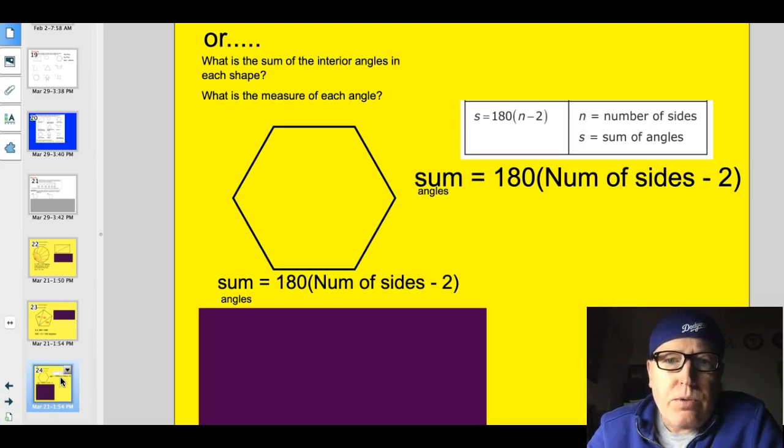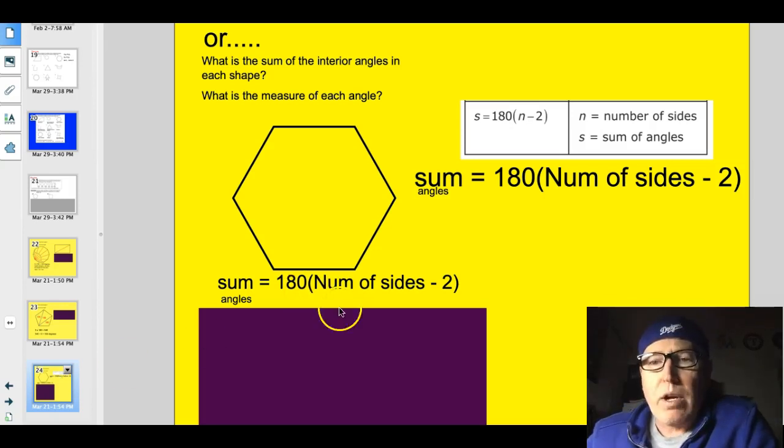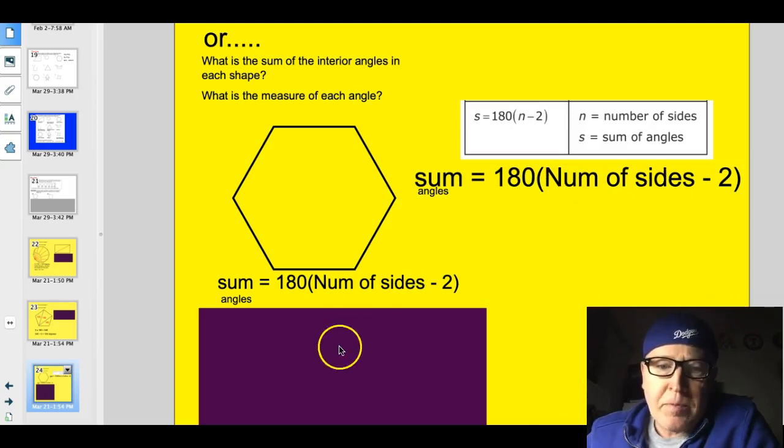You can also use this formula that's right off the MCA test for 6th grade. It says that the sum of the angles is equal to 180 degrees times the number of sides minus 2. All right? So I know that's kind of complicated, but let's look at it. Here's the sum of the angles. We take 180, we multiply it by the number of sides that are on the shape, and we just subtract 2 from that. So let's just try that on this hexagon here.